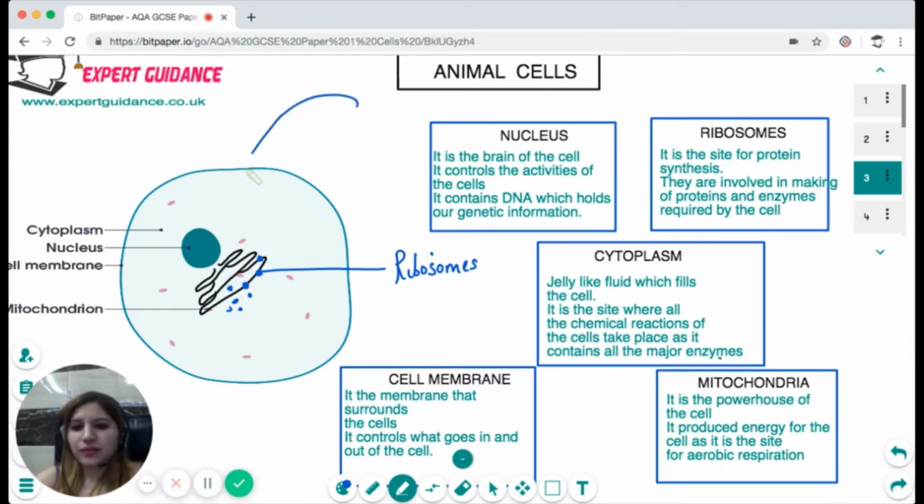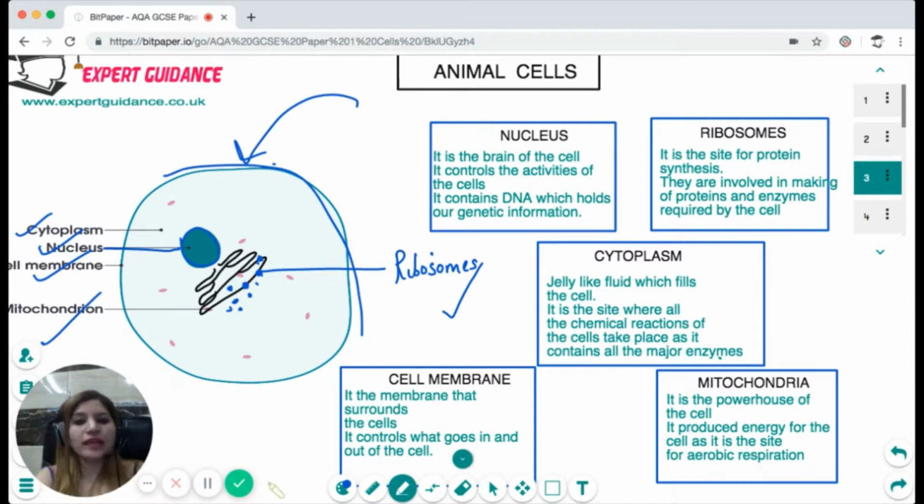The diagram here shows you the animal cell, and you can see there's a round, big nucleus. The jelly-like fluid that fills the cell is the cytoplasm. The outer layer that surrounds the cell is the cell membrane. And then on these structures and freely, you have ribosomes. And then you have these pink structures called the mitochondria. Now, you should know these names and the functions of each, as these are found both in plant and animal cells. So the first is the nucleus.